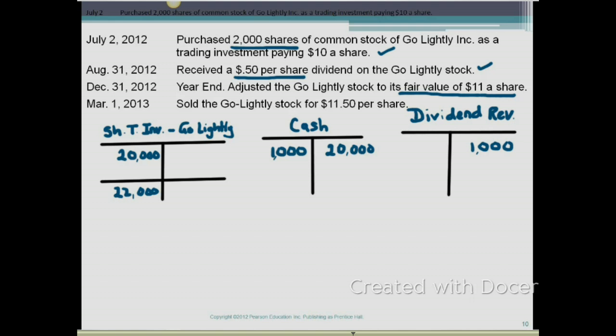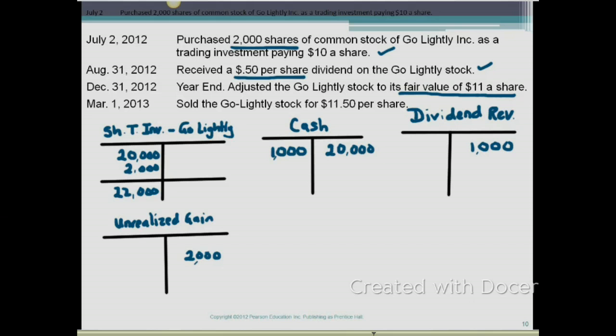How did we get $22,000? It's $11 a share times the 2,000 shares we had. So we have to adjust our short-term investment in Go Lightly to reflect a $22,000 ending balance. We had 20, it went up to 22. What adjusting entry do we need to do? You all know that to bring the ending balance up to 22, we would debit our short-term investment in Go Lightly for $2,000. But the account that we credit is a new account. We call it an unrealized gain account, and we would credit the unrealized gain account by $2,000.